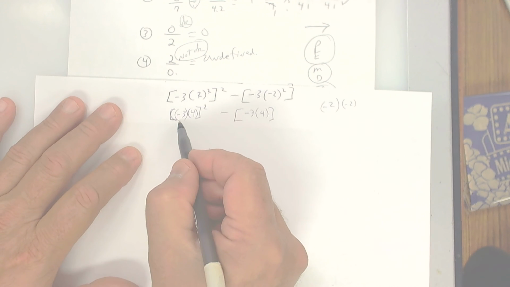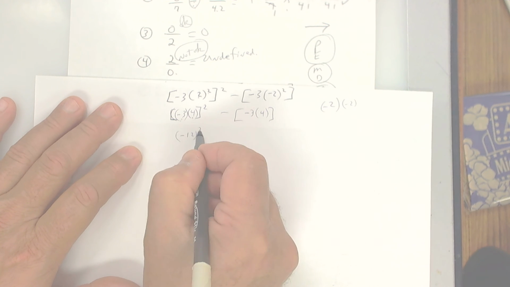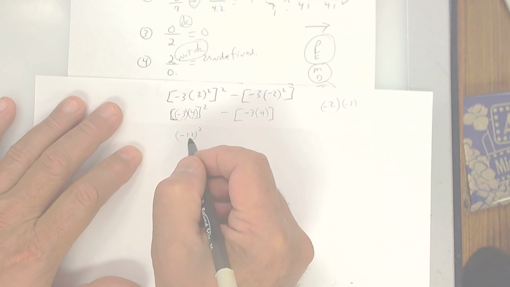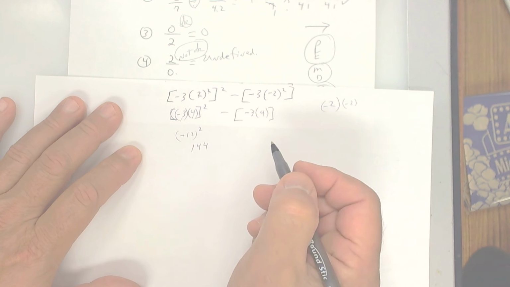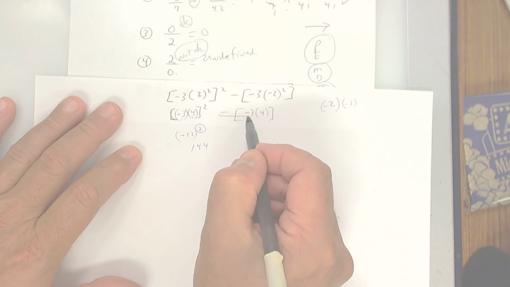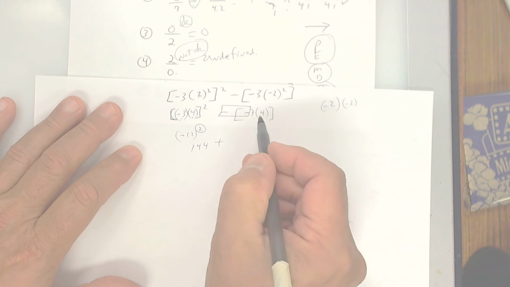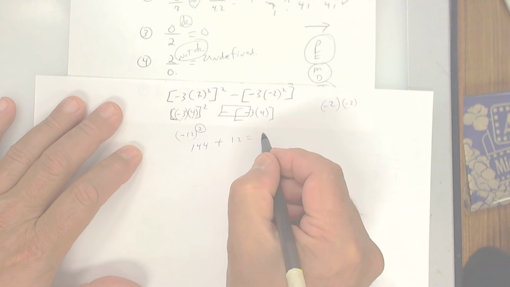So this right here now, you're going to multiply these and get a negative 12 squared. 12 times 12 is 144, and a negative times a negative is a positive because you got 2 negatives. This right here, a negative times a negative makes a positive. 3 times 4 is 12, and when you add that up, it looks like 156.